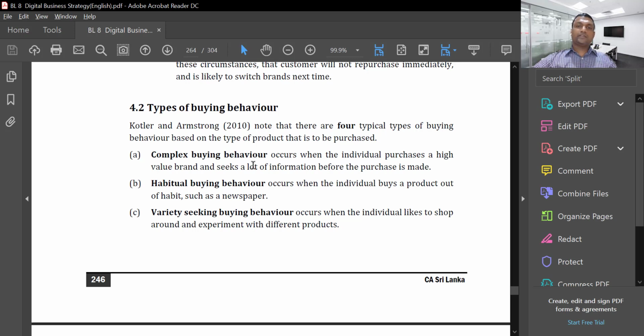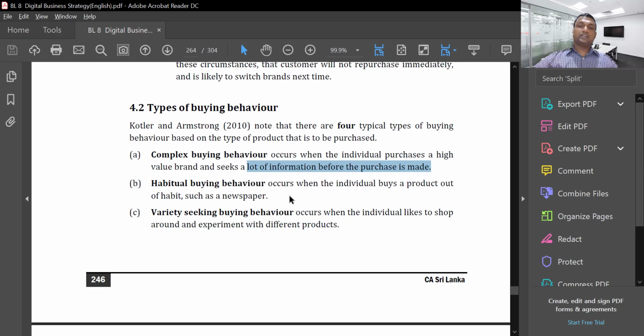So complex buying behavior happens when a person purchases a high value brand and seeks a lot of information before the purchase is made. So the buying behavior is very complex because the product the person is trying to buy is a high value brand, it's very expensive, so the buying decision is very critical. So for that, a lot of information is collected by this person from various sources. This is how they do buying. But habitual buying is a little bit different.